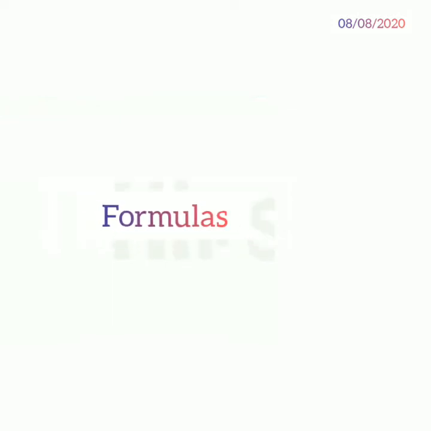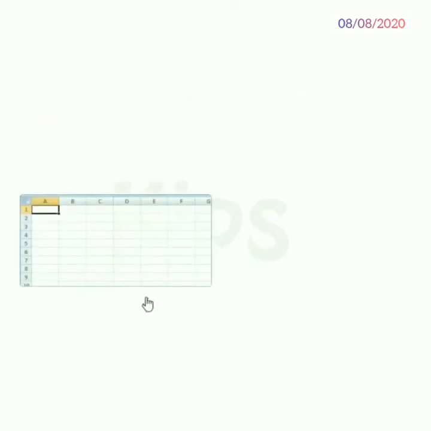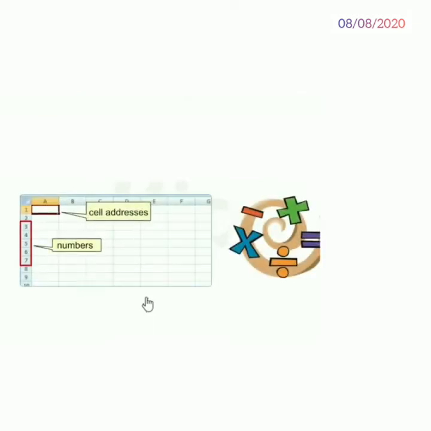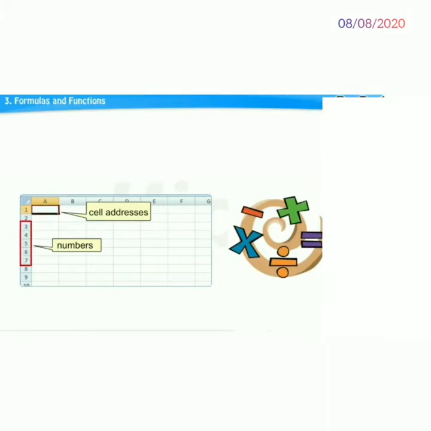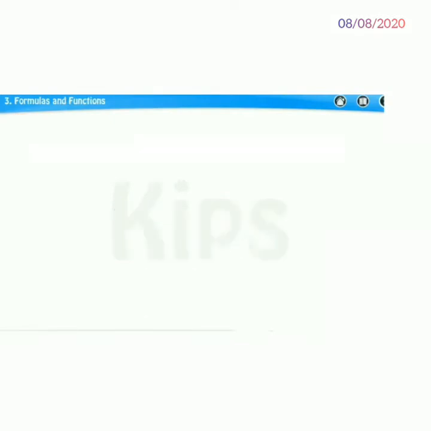Now, as you know, what are cells? Cells are nothing but the intersection of rows and columns. A formula is an expression that can include cell addresses, numbers, arithmetic operators, and parentheses. Let us recall, in Microsoft Excel, how do we define formulas? A formula must begin with the equal to symbol followed by cell references and operators. It may contain a few of the mentioned elements, such as number 1, references.